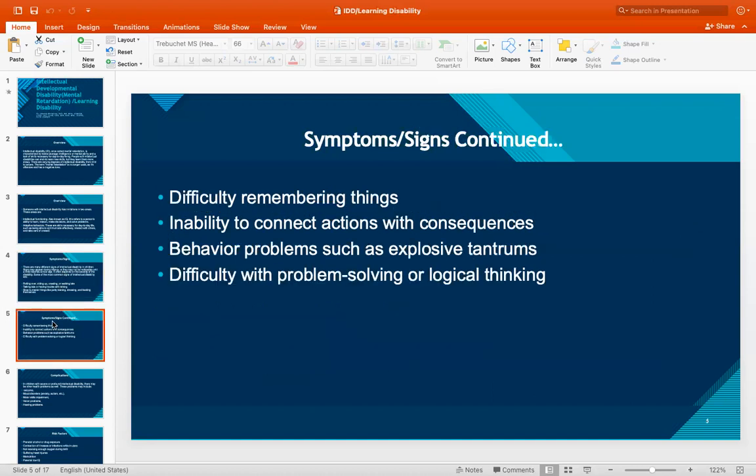And then another thing to think about when we talk about signs and symptoms: difficulty remembering things, inability to connect actions with consequences, behavior problems such as explosive tantrums, and then also looking at some of the difficulties with solving problems and logical thinking.